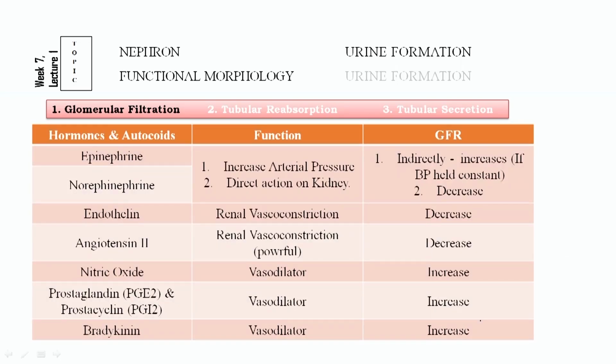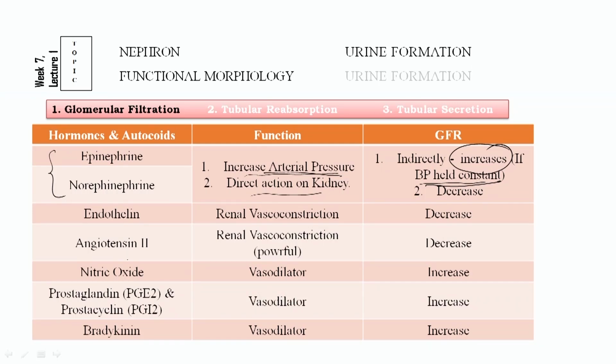Fine. Now what are the different hormones involved and how they influence the GFR, that also we'll see. Epinephrine and norepinephrine are stress hormones whose main function is to increase the arterial pressure, and they also have some direct action on the kidney. So there are two actions they produce on the GFR. One is indirect action, another one is direct action. So indirectly, it increases the GFR provided the BP is held constant. Otherwise, it decreases the GFR.